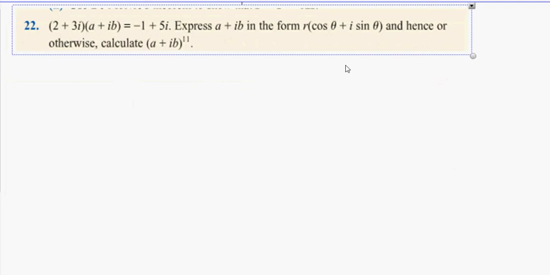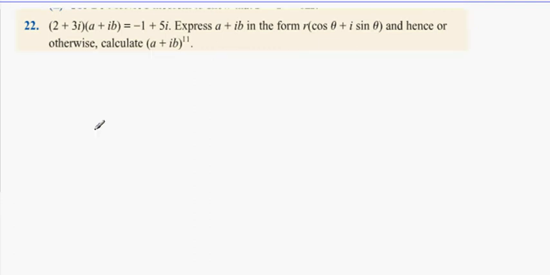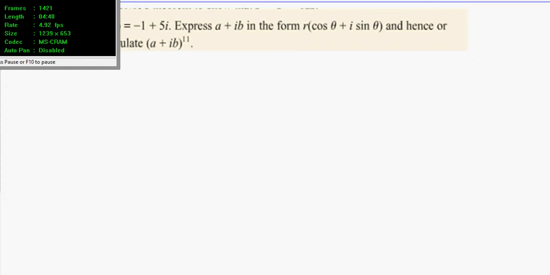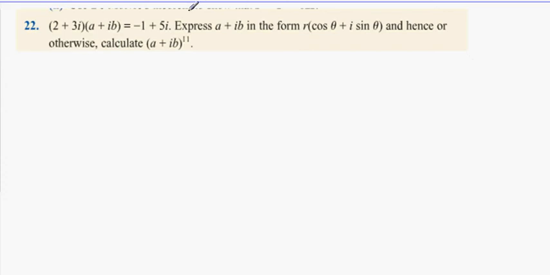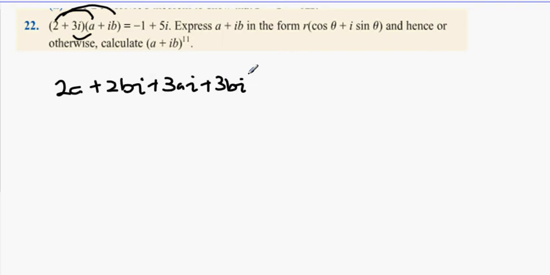Express a plus ib in the form r cos theta plus i sin theta, and hence or otherwise calculate (a plus ib) to the power of 11. Okay, so the second one is question 22. So what we're going to do is multiply this out, and we're going to get 2a plus 2bi. Then we're going to get 3ai plus 3bi squared. And that all equals minus 1 plus 5i.